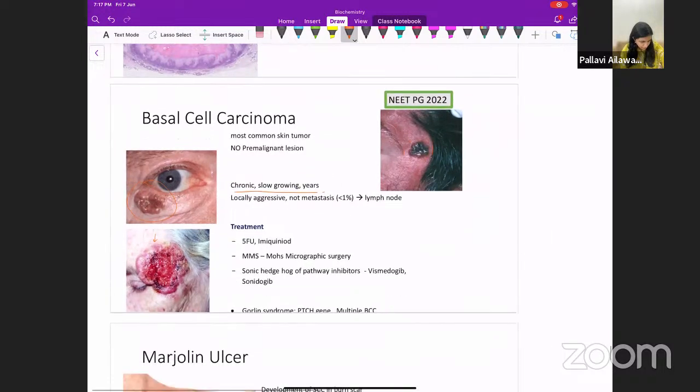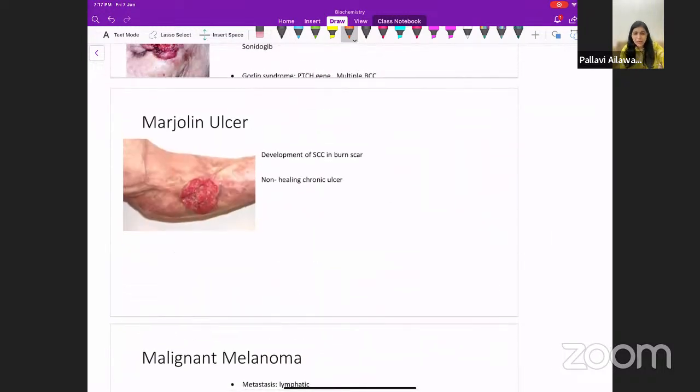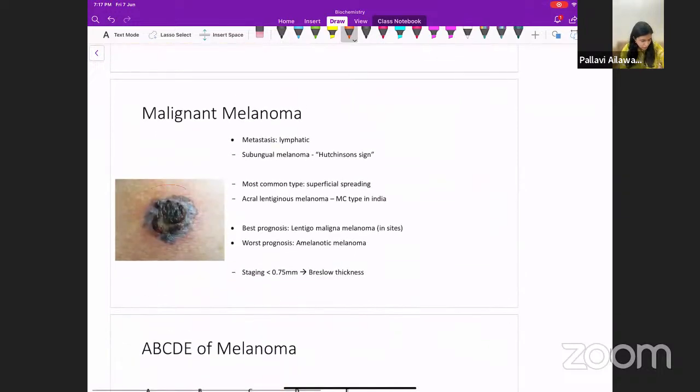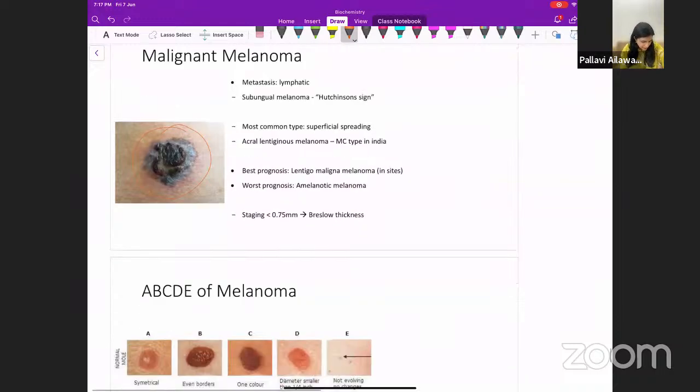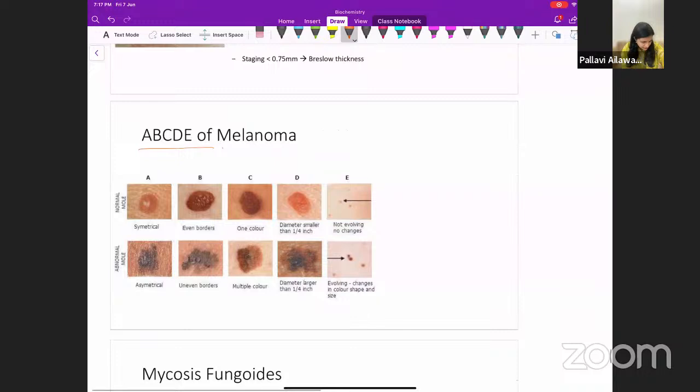Then we have Marjolin ulcer, which is malignancy developing in a burn scar. This is actually a squamous cell carcinoma, which has developed in a burn scar. This is Marjolin ulcer. Malignant melanoma will always be a black cancer. So whenever you see a black skin lesion, you have to think of melanocytes. If it is something which is present since birth, it is a melanocytic nevus. But if it is in an elderly patient, it has the ABCDE findings, that is asymmetrical lesion with uneven borders, multiple colors. That means it is a melanoma.